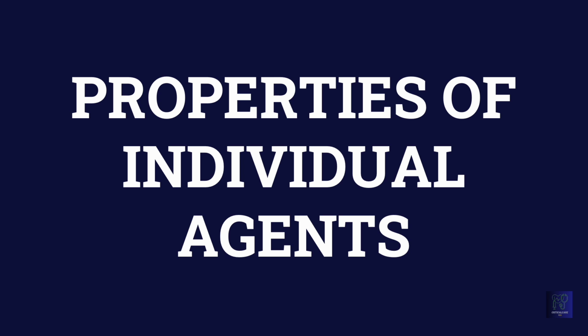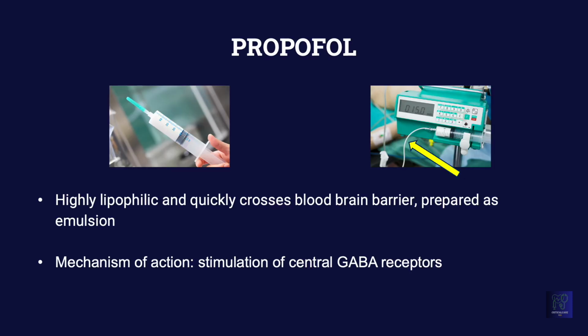Let's start with understanding the key properties, benefits, and risks of individual agents. Propofol is a highly lipophilic agent that quickly crosses the blood-brain barrier and has a rapid onset of action. It is prepared as a lipid emulsion and is easily identifiable by its characteristic milky white appearance. Mechanism of action is by stimulation of central GABA receptors.